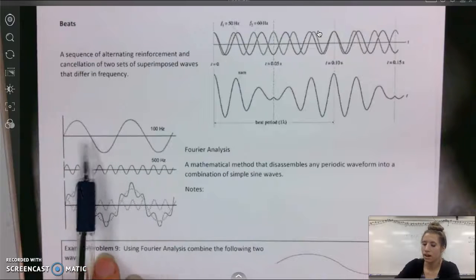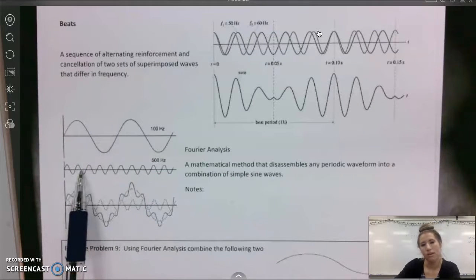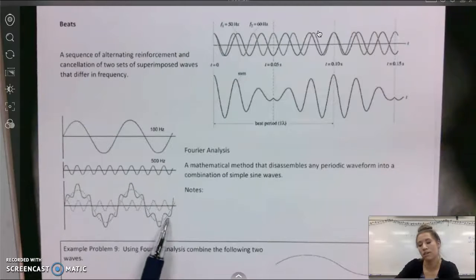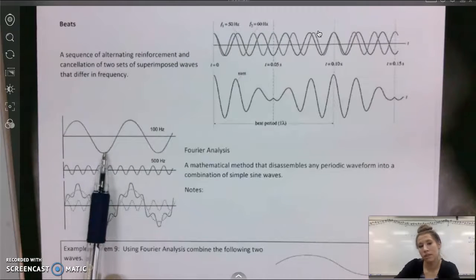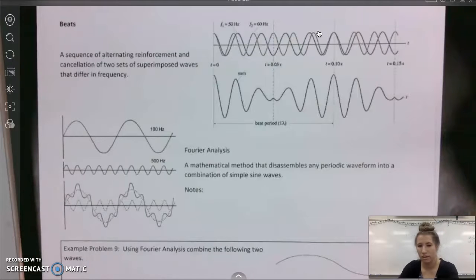Now, if you have one wave that's longer in wavelength and one that's shorter, when you're doing this analysis, what you should see is that the resulting wave has the same general trend as the longer wavelength, but we'll have interactions, constructive and destructive, within that because of the secondary wave.